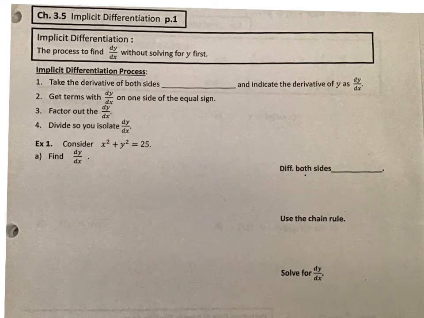Hello everyone. In this lesson, we are going to use implicit differentiation to solve for dy/dx. Step number 1, we differentiate both sides with respect to x. Step number 2, we are going to use the chain rule. And step number 3, we're going to solve for dy/dx. So let's do example number 1.